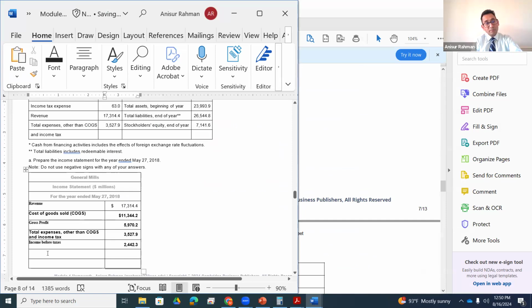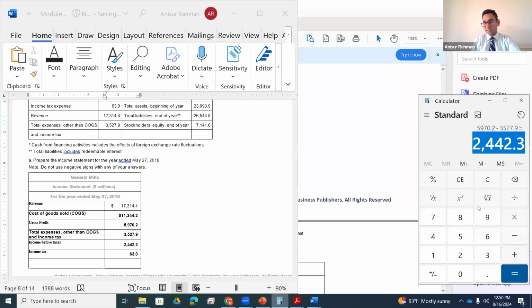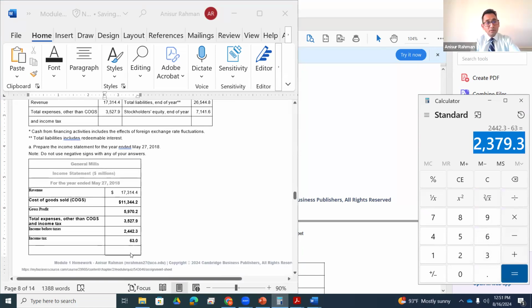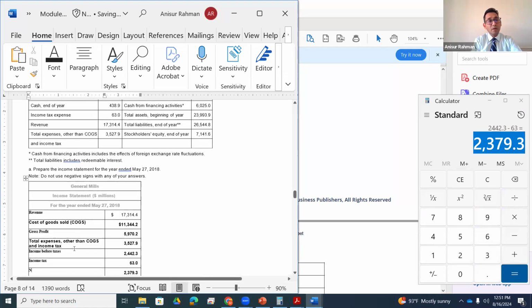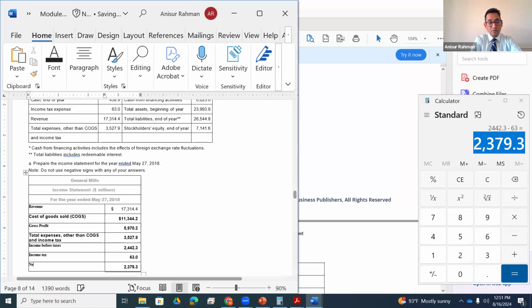Now, after income before taxes, we have to subtract income tax, which is $63. So I'm going to subtract 63. I will have 2,379.3. This will be net income.